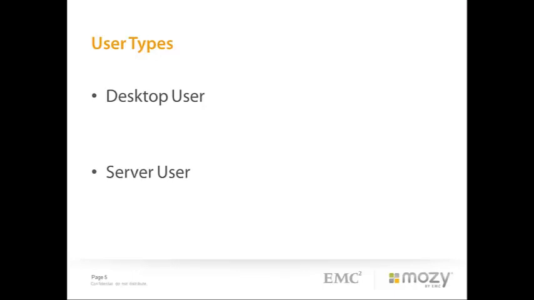So as I was saying, a desktop user will back up only a desktop operating system, and they can't back up network devices. So network shares or anything like that, you can't back that up on a desktop user. A server user is designed for working on server operating systems, but it can run on a desktop computer as well. That's the slight difference between a server user and a desktop user. A desktop user can only be used on desktop operating systems.